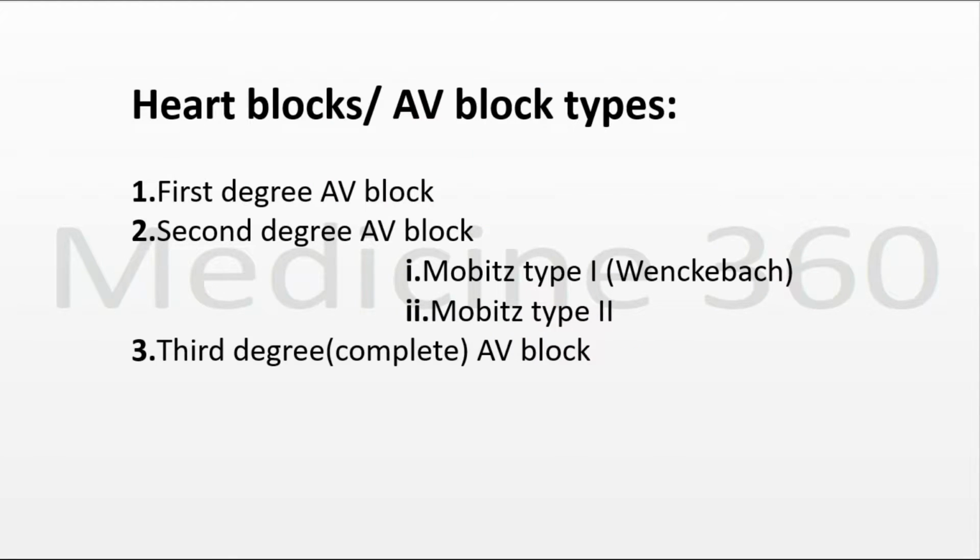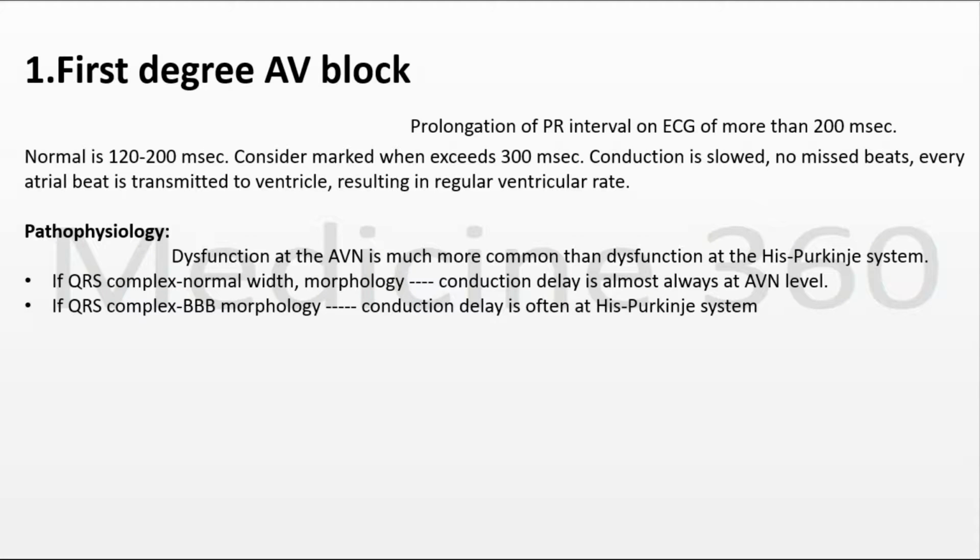Now, heart blocks, also called atrioventricular blocks, are further divided into three main categories: first degree AV block, second degree AV block, and third degree AV block. Second degree AV block is also divided into two types: Mobitz type 1 and Mobitz type 2. Mobitz type 1 is sometimes also called Wenckebach, and third degree heart block is sometimes called complete AV block.